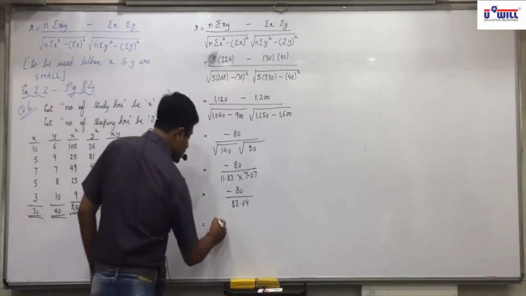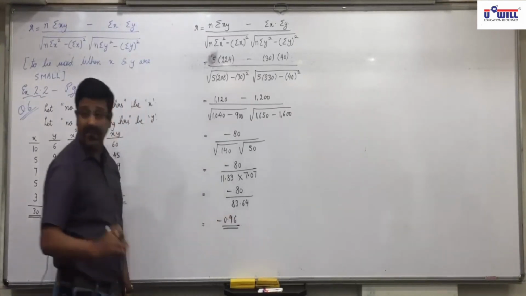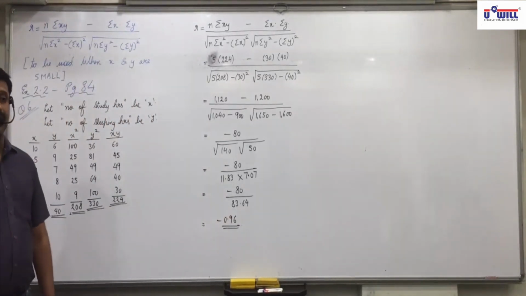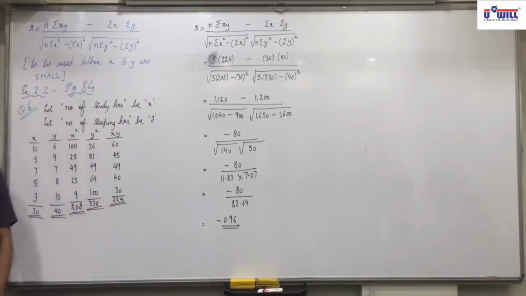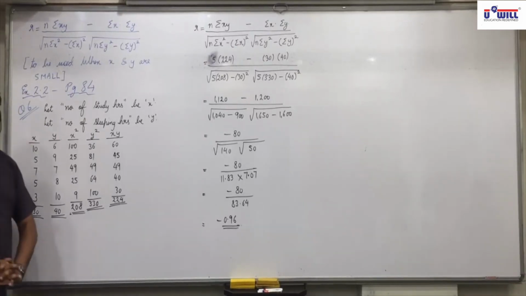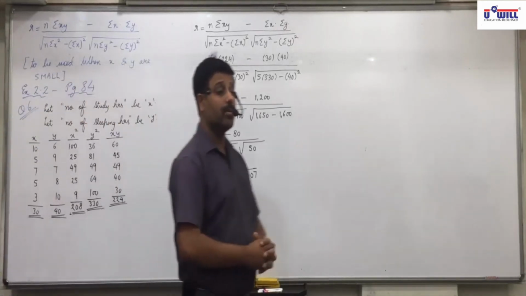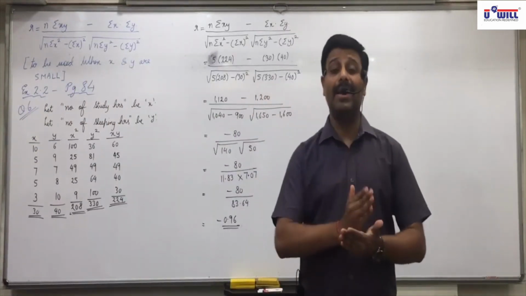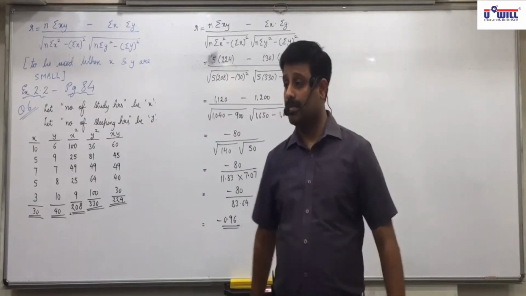Now what is this? Minus 0.96. After 95, 6. So you increase it. 96. Okay, third digit is 5 or more, then second digit will be increased. Any confusion in this? First of all, positive or negative? Negative. Near to 1 or near to 0? So, high degree of negative correlation.